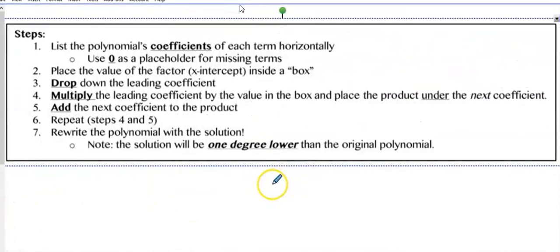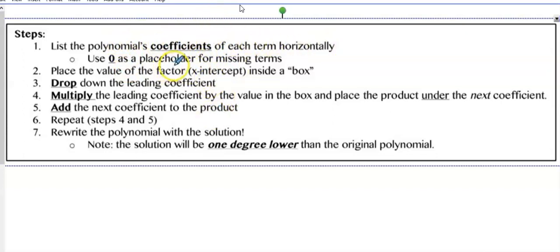Okay, so there are some steps for synthetic division, and I want to go over these. I'm going to read over them. But then on our first few examples that we're going to work, I'll also have these steps there too, because it's a lot of steps. It looks a whole lot more complicated than it is. It really isn't that complicated. Okay, so the steps. Step 1, you're going to list the polynomial's coefficients, and that's of each term.